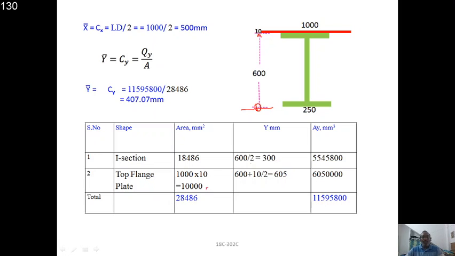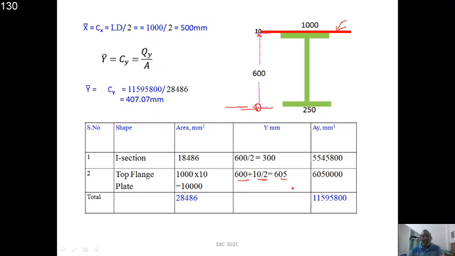And for the top flange plate, the area is 1000 by 10, and the distance y is taken from the reference axis of the origin. So from this origin, 600 plus half of its thickness. Therefore, 600 plus half of its thickness is 605.